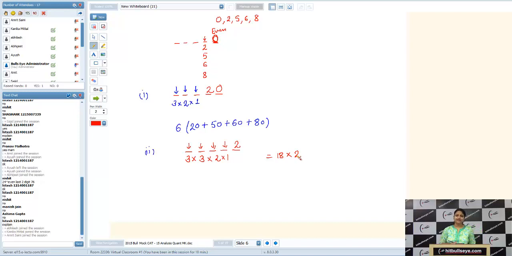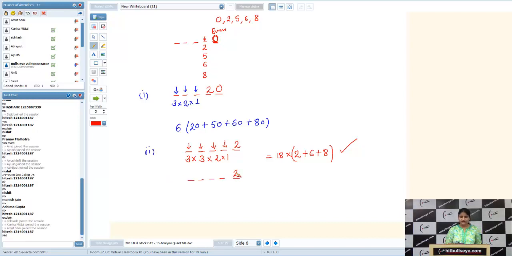So at the unit place, the total will be 18 into 2. Similarly, we can extend this logic to other digits. There will be 18 numbers again which end in 6, and 18 numbers which end in 8. So the total should be 18 into (2 plus 6 plus 8) for the unit place. Now come to the tens place. I think you are getting me. We have taken the sum of all the numbers at the unit place. Now we will take the tens place as well.